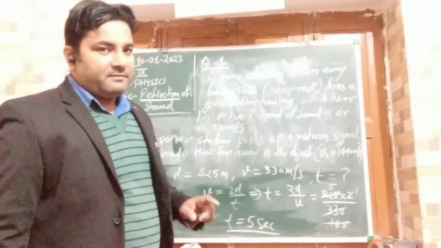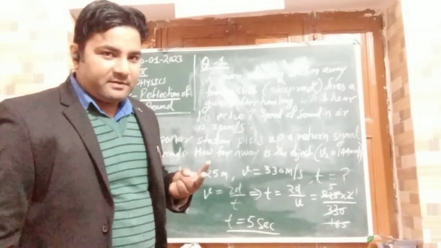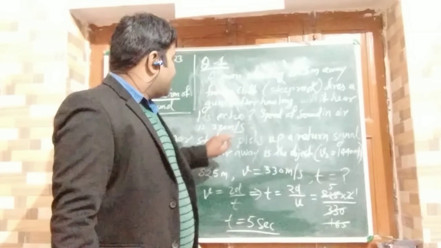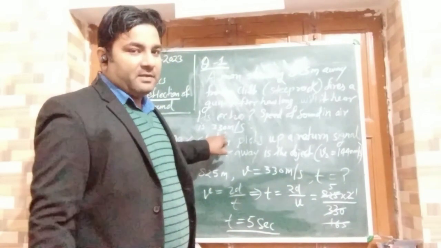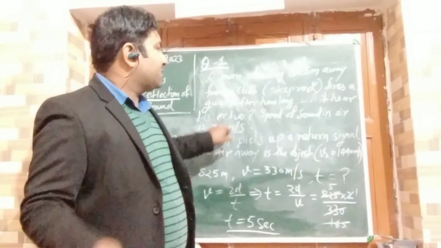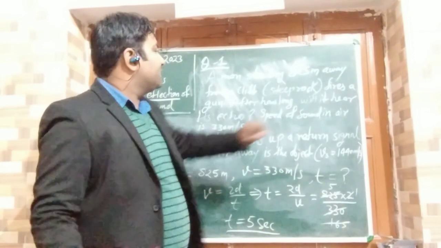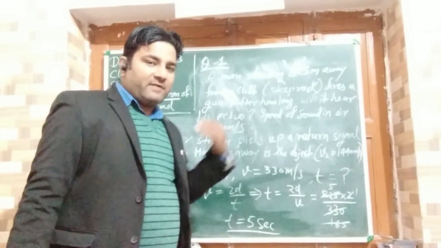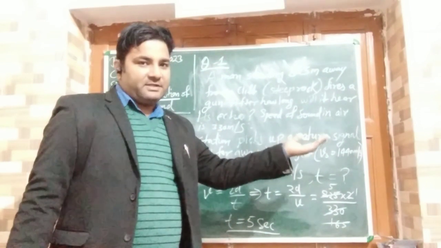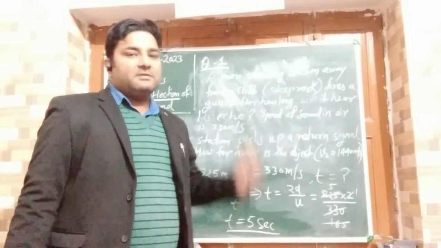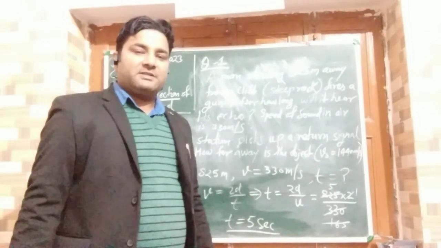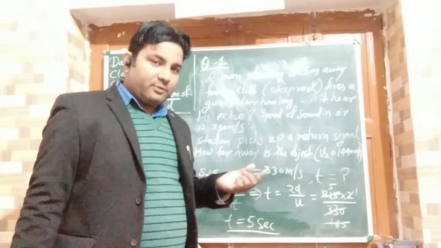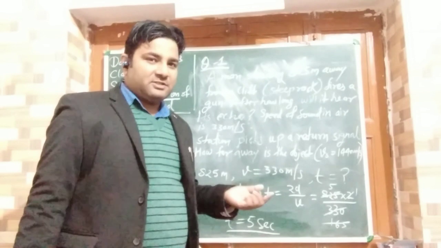Clear? Just listen from the start again. Two things are given: the distance, 825 meters, and the speed of sound. You have to find the time. After how long will he hear its echo? Clear? One time is the distance traveled by the produced sound, and the second time is the distance traveled by the reflected sound.